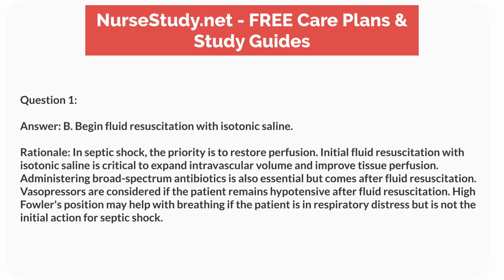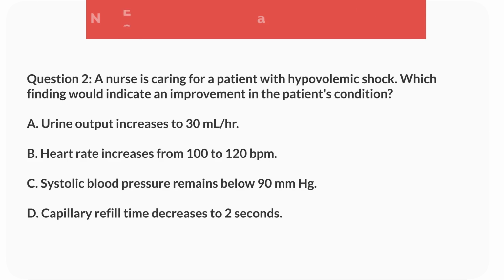Rationale: in septic shock, the priority is to restore perfusion. Initial fluid resuscitation with isotonic saline is critical to expand intravascular volume and improve tissue perfusion. Administering broad-spectrum antibiotics is also essential, but comes after fluid resuscitation. Vasopressors are considered if the patient remains hypotensive after fluid resuscitation. High Fowler's position may help with breathing if the patient is in respiratory distress, but is not the initial action for septic shock.